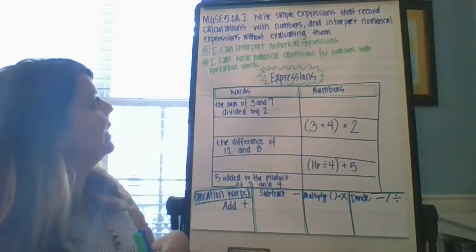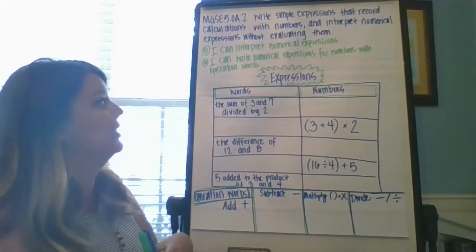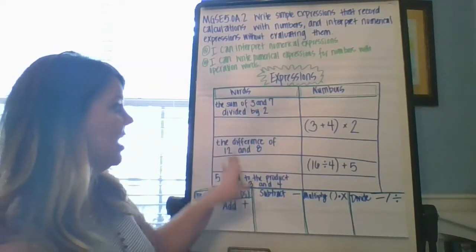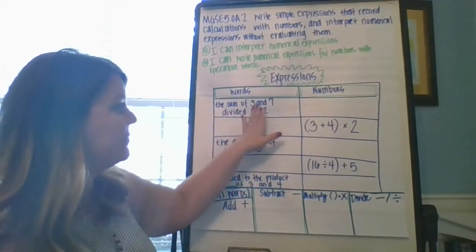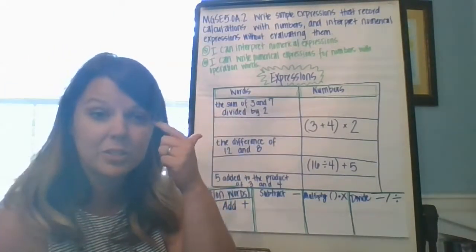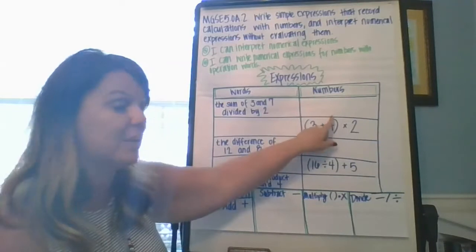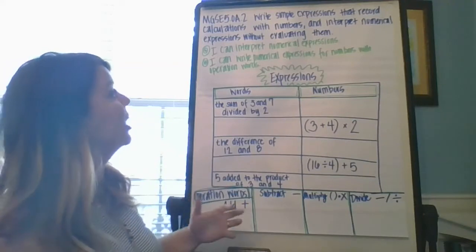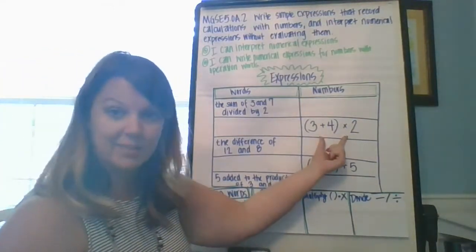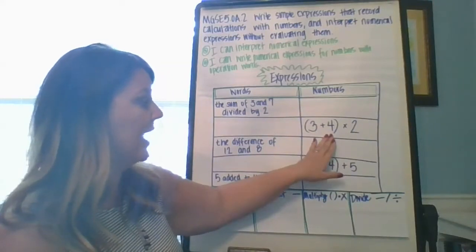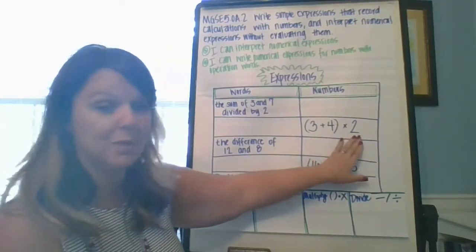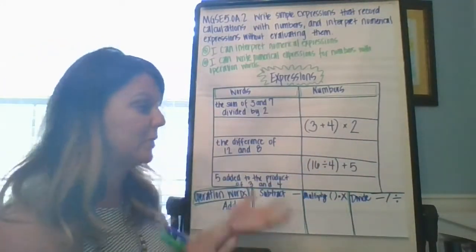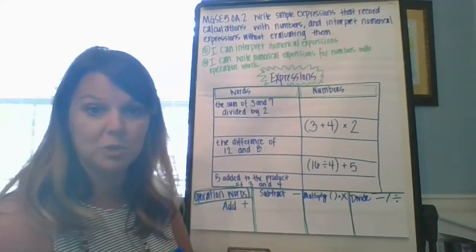So when it says that we can write simple expressions that record calculations with numbers, that means that we're looking at the words here on this side of the chart, like, for example, the one that says the sum of 3 and 7 divided by 2, and that we understand what those words mean, and we can write it as an expression in number form. It also says that we can interpret numerical expressions like this one right here, the sum of 3 and 4 multiplied by 2, and we can take this from number form and put it back into word form. So basically, we need to be able to go back and forth between the two.